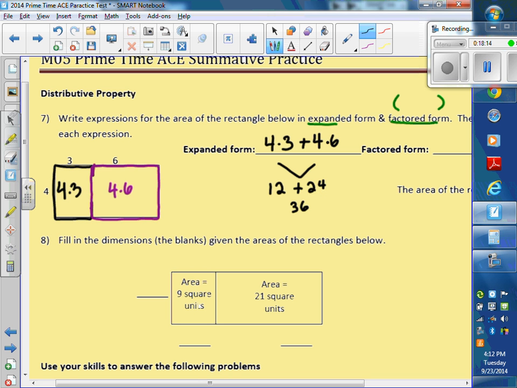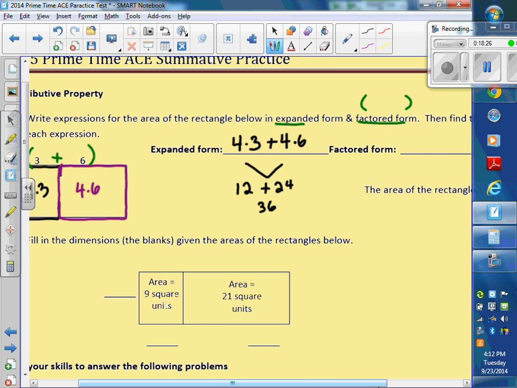The factor form takes a different approach. It says take that 4 and multiply by 3 plus 6. So the factor form is just 4 times 3 plus 6. And if you wanted to check that one, you'd say 4 times 9, and that works out to be 36. So you got the same thing in both methods, so that should give you confidence that you've done it right.